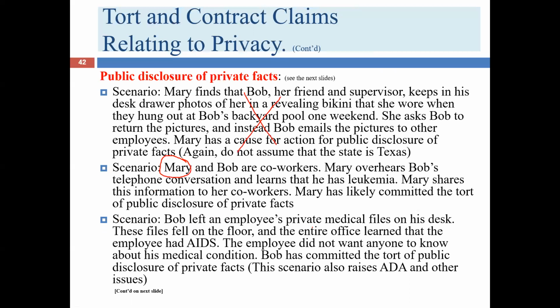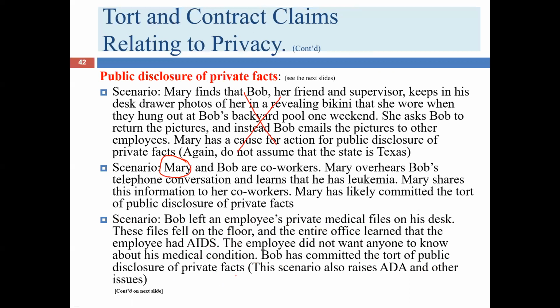So Bob left an employee's private medical files on his desk. Maybe Bob's in HR, maybe he's a supervisor. These files fell on the floor. The entire office learned that the employee, we'll call the employee Fred, has AIDS. The employee, Fred, did not want anyone to know about his medical condition. Under these circumstances, in a state that recognizes this tort, Bob has committed the tort of public disclosure of private facts.